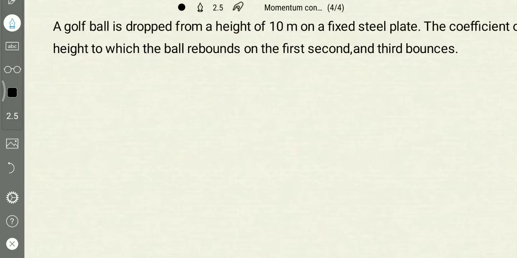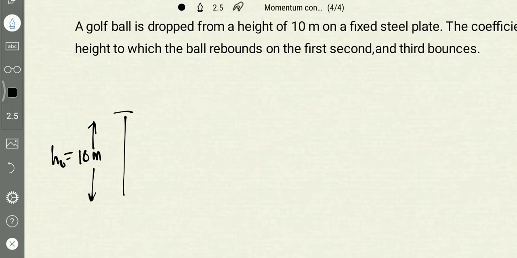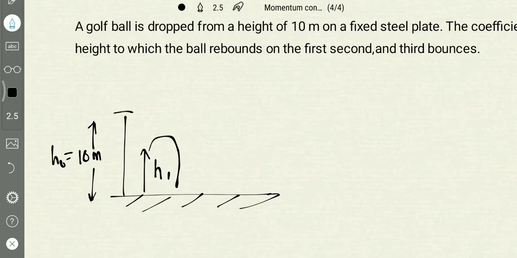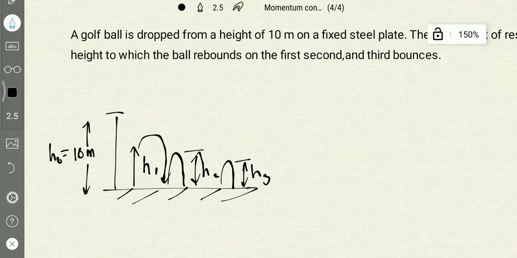First, it will be dropped from 10 meters height. This is 10 meters and it is H naught. This is the fixed steel plate, and then it rises to a height of, let us say, H1, and again it falls, again it rises to a height H2, again it rises and falls, it is H3. It is asked to find the three heights, right? First bounce, this is the second bounce and this is the third bounce.